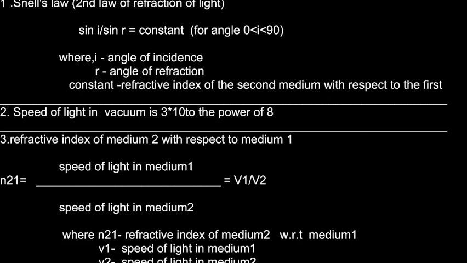Okay, remember this one, very simple point. 3 into 10 raised to 8. What is that? Speed of light in vacuum. Have it in mind. Then the third one, what is it about?